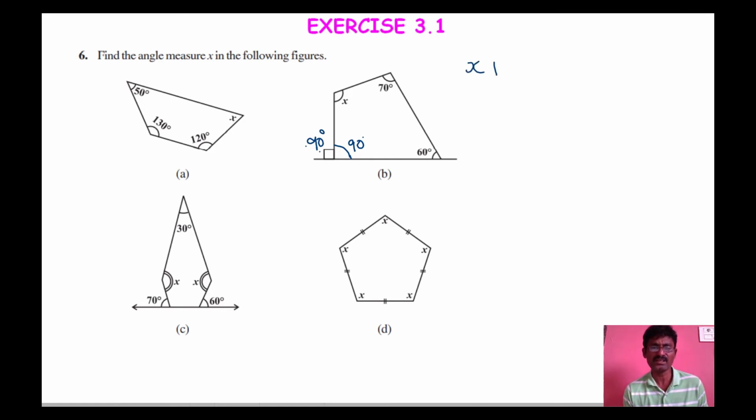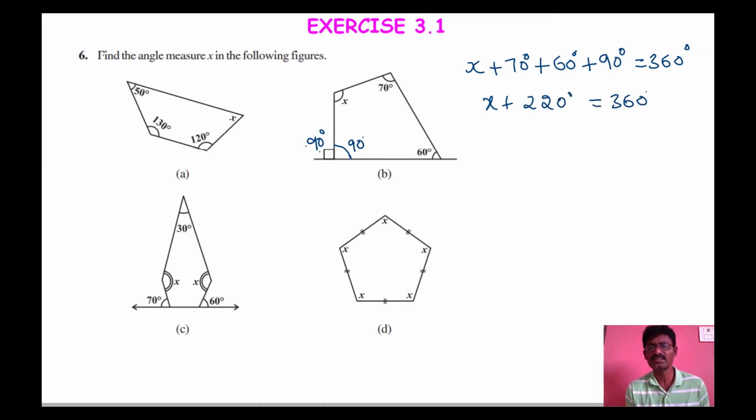Now, the sum of interior angles of a quadrilateral is equal to 360 degrees. Use that property. So, x plus 70 degrees plus 60 degrees plus 90 degrees is equal to 360 degrees. Now x plus 70 plus 60 is 130, 130 plus 90 is 220 degrees. x plus 220 degrees equals 360 degrees. So x equals 360 degrees minus 220 degrees, which is equal to 140 degrees. This is the x value in figure B.